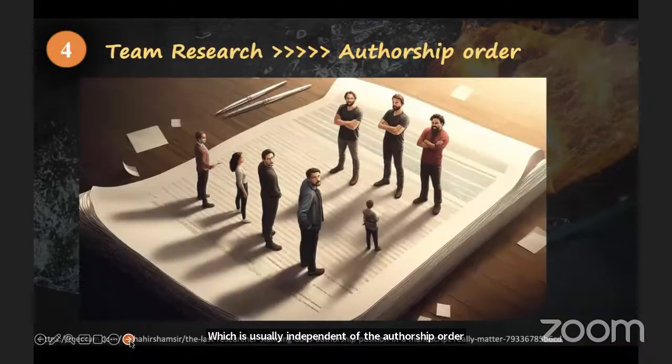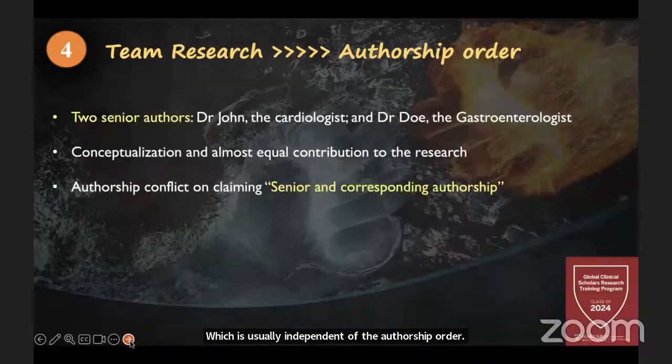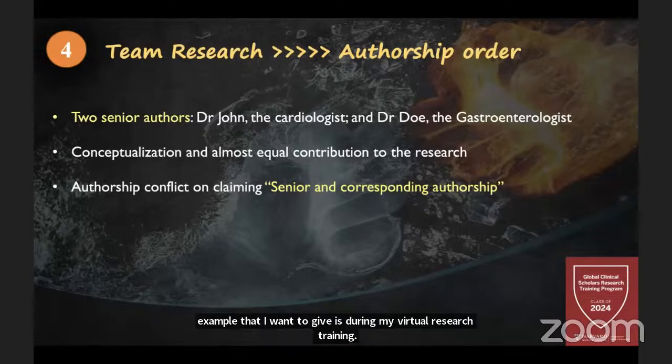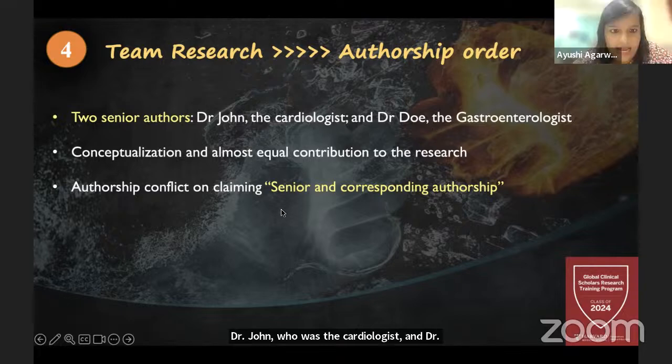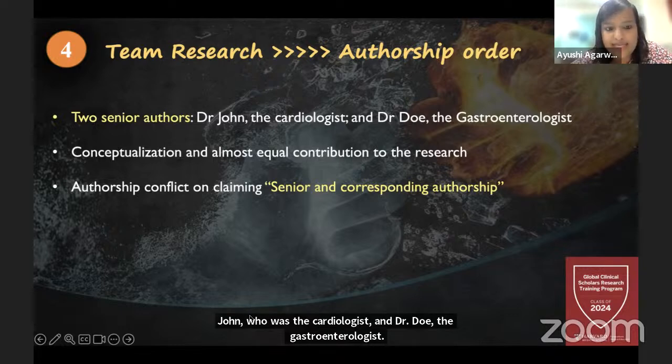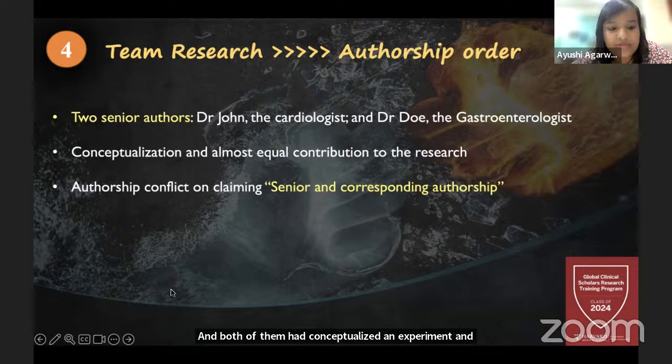So another example that I want to give is during my virtual research training, our professor divided us into teams and gave us an exciting role play. There were two senior authors, Dr. John, who was the cardiologist, and Dr. Doe, the gastroenterologist. Both of them had conceptualized an experiment and had almost equal contribution to the research. And now the tiff falls between who becomes the senior and corresponding author.